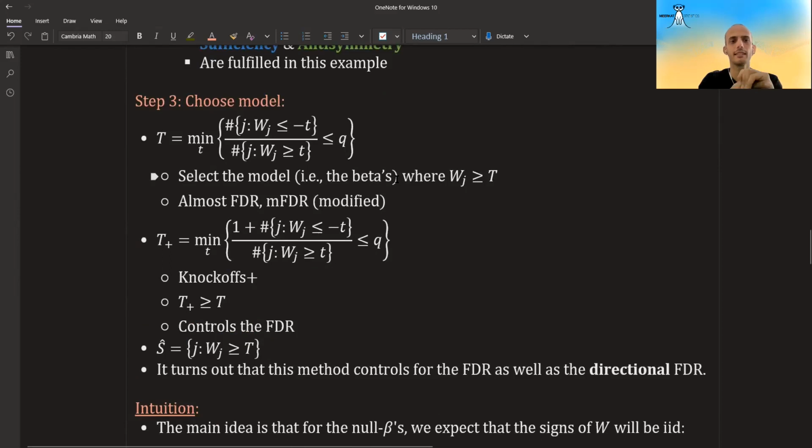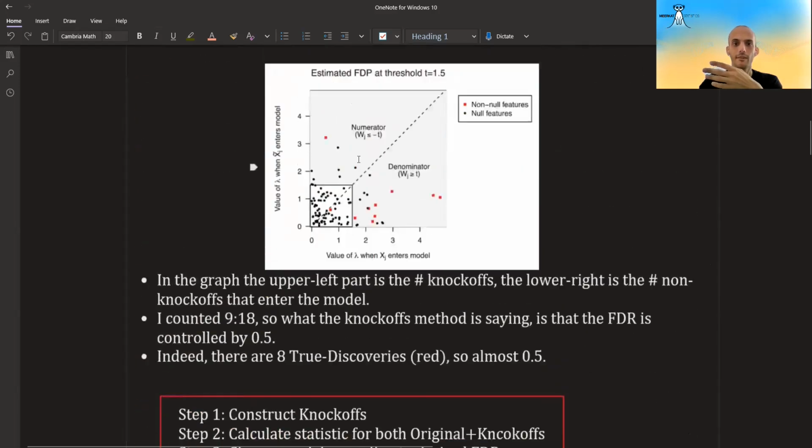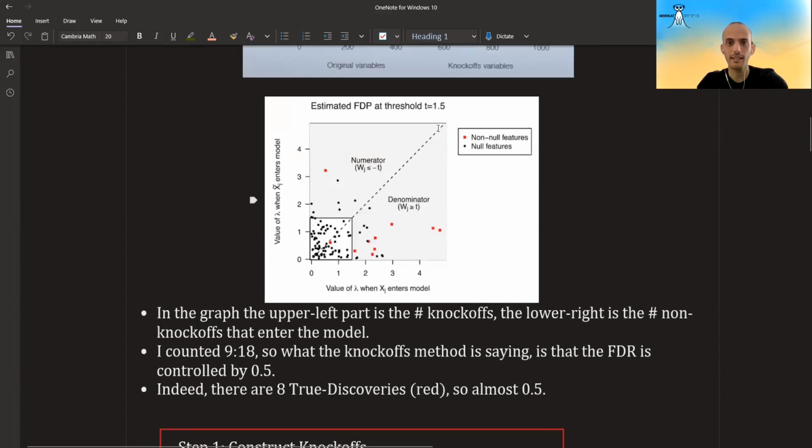Okay, so once we did this, now it's time to choose the model. We can define a threshold, and the threshold will be the minimum such that the number of above diagonal divided by the number of below diagonal is below the FDR that we want to control. It's below the Q. Basically, we start here, and then we take the point and we take it down, down, down, and we try to get it as small as possible, so that this divided by this is less than the FDR.